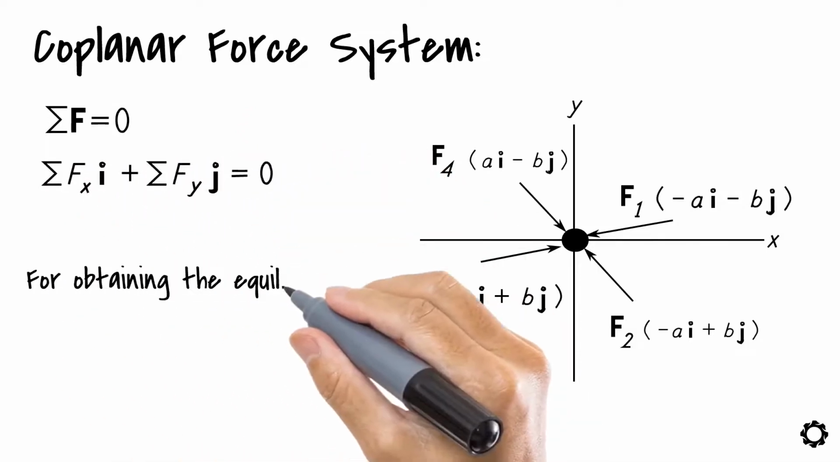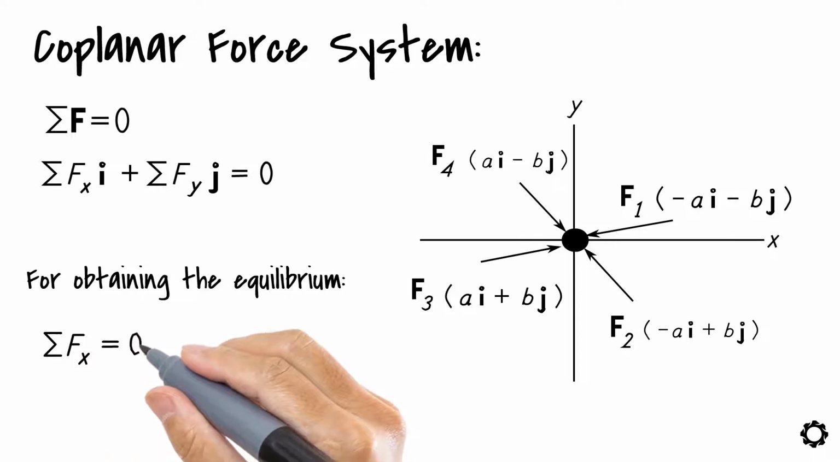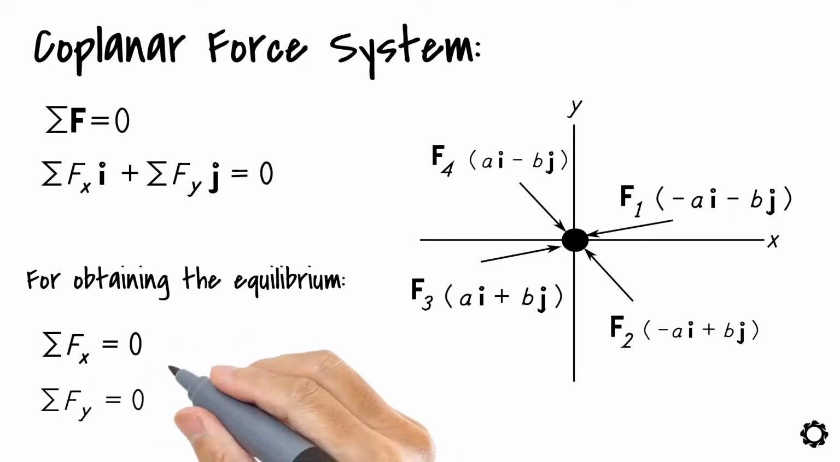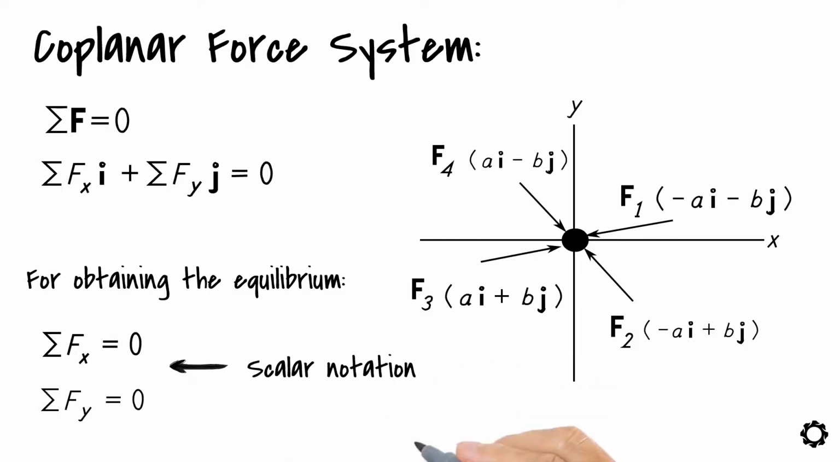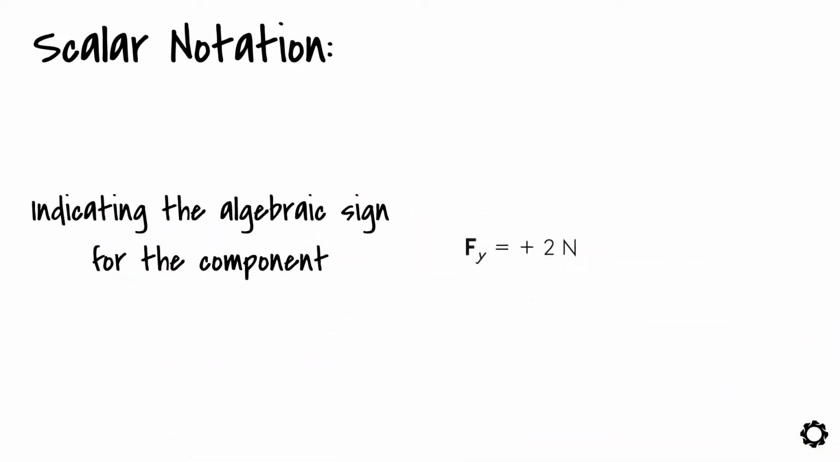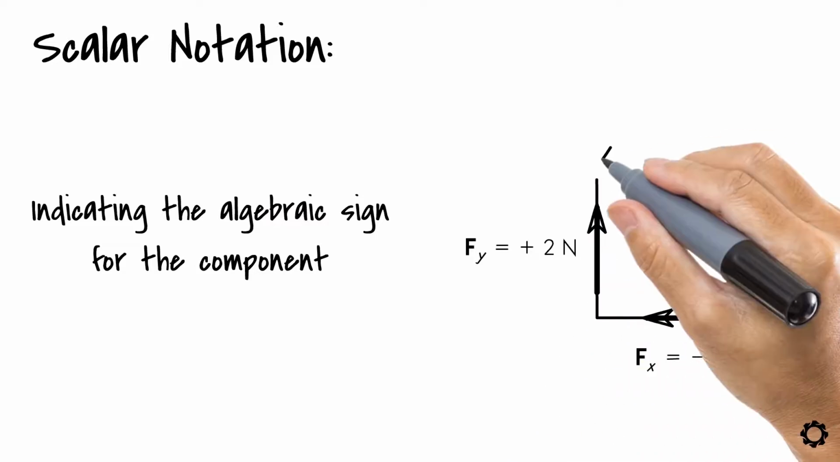For obtaining the equilibrium of a particle, both the x and y components must be 0. Therefore, we can write summation of Fx equals 0, summation of Fy equals 0. Usually, when we are applying these equations, we will use a scalar notation for representing these vector components. By using a scalar notation, we are indicating the algebraic sign for the component, which can either be positive or negative, depending on which direction the component is pointing at on its corresponding axis.